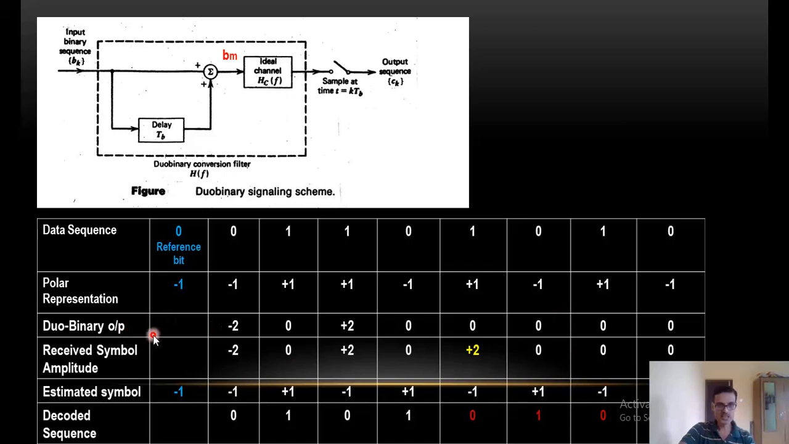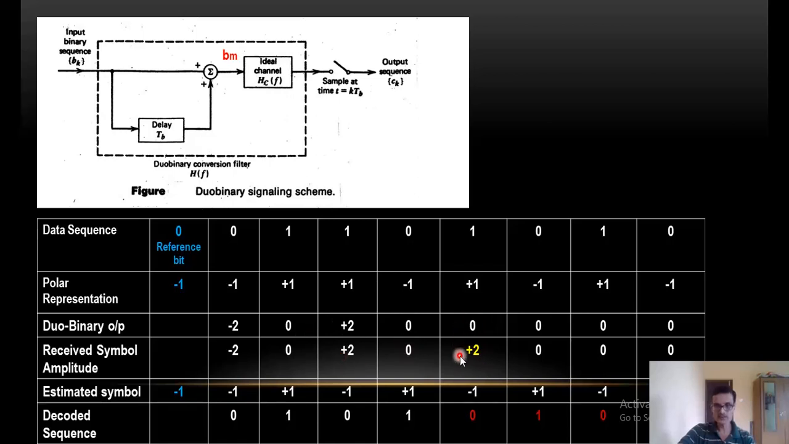Let me say DuoBinary output is -2, 0, +2. That means you are actually having 3 possible voltage levels. They are either 0, +2 or -2. So these are the voltage levels we are going to get in the DuoBinary signaling method. Now just look at the received symbol. This is the transmitted DuoBinary output; in the receiver, due to some noise effect, we have received the same voltage levels: -2 as -2 only, +2 as +2 only, 0 as 0 only.